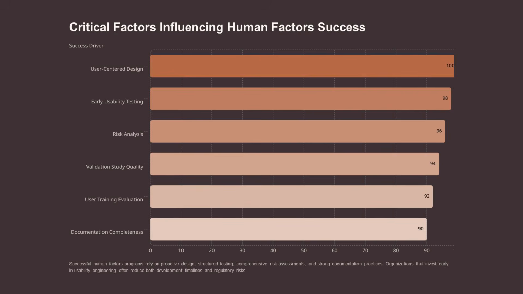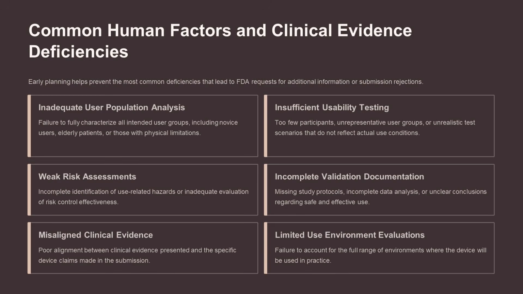Successful human factors progress through design, testing, risk analysis, and documentation. Early usability testing and comprehensive documentation are key to success. Common deficiencies in human factors and clinical evidence include inadequate user analysis, insufficient testing, weak risk assessments, and incomplete documentation. Addressing these early can prevent submission rejections.